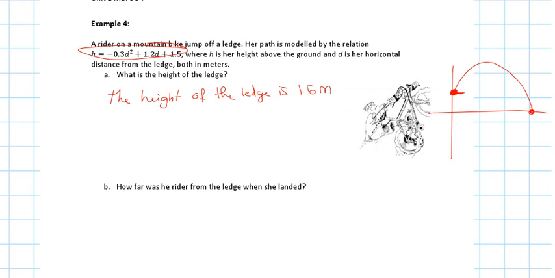How far was the rider from the ledge when she landed? So what am I looking for? The x-intercept, or my zero, right? Because when she landed, that means when she touched the ground, right? So I'm looking for this specific point, which means I'm looking for the x-intercept. And what form do I have to be in? Factor form.